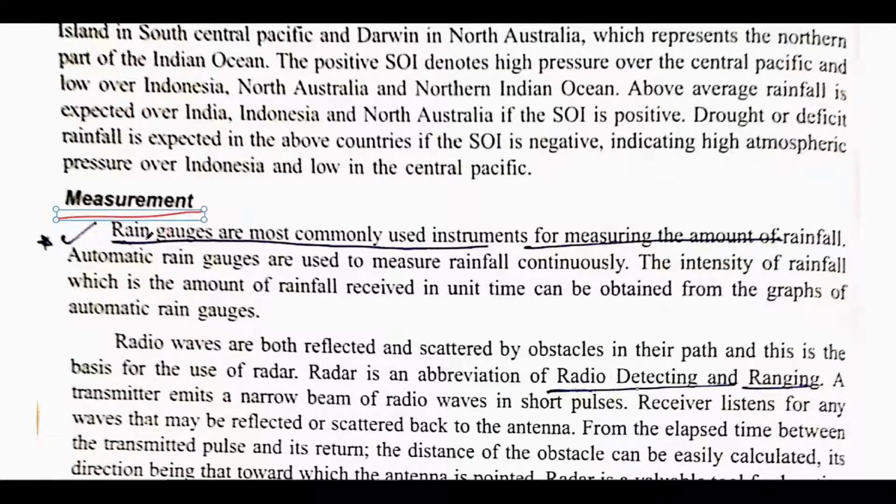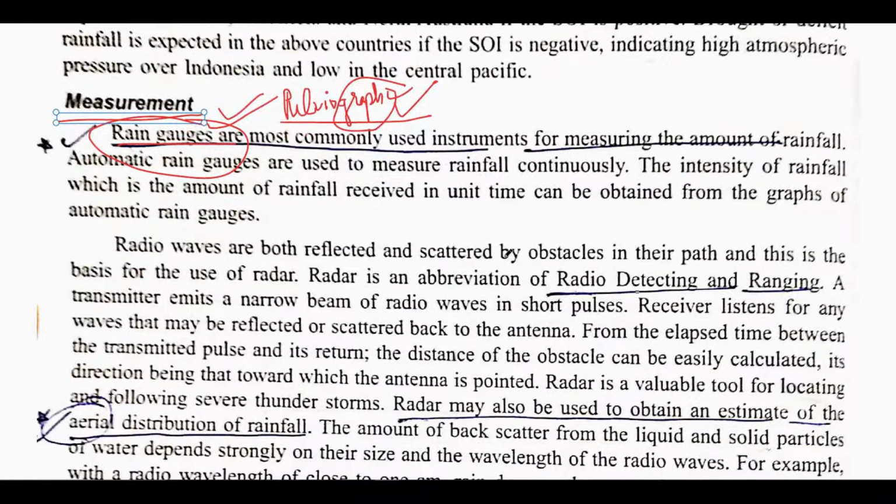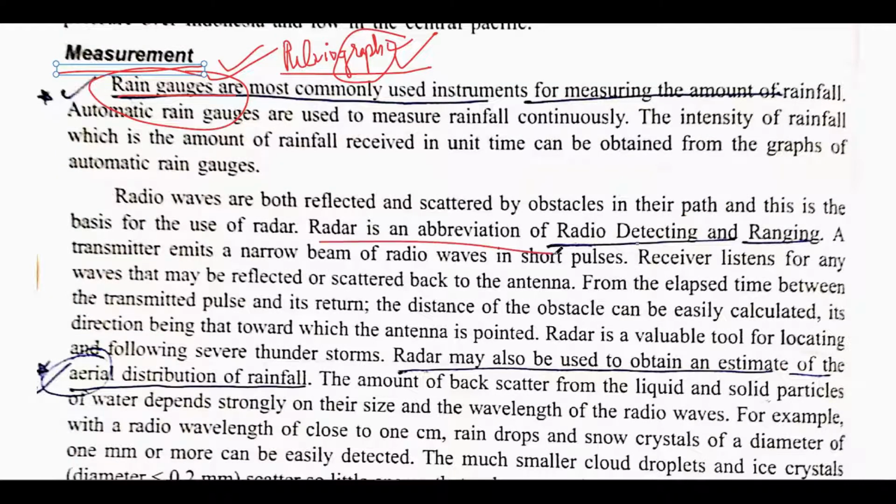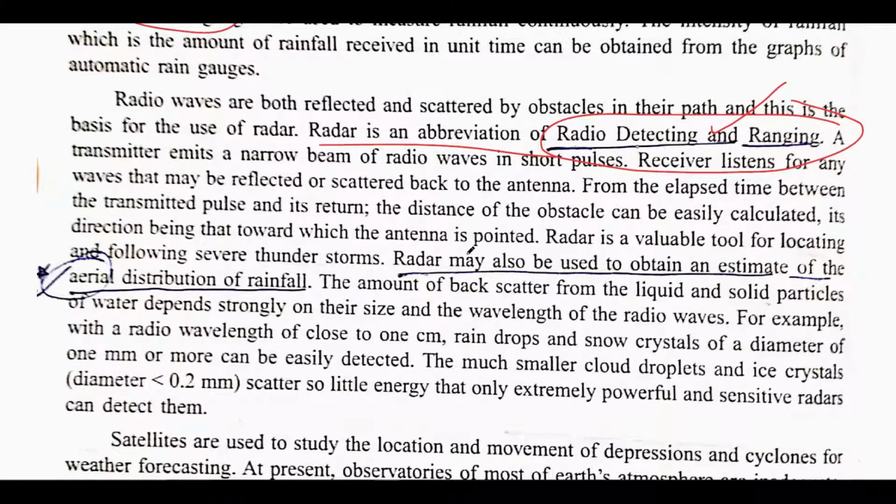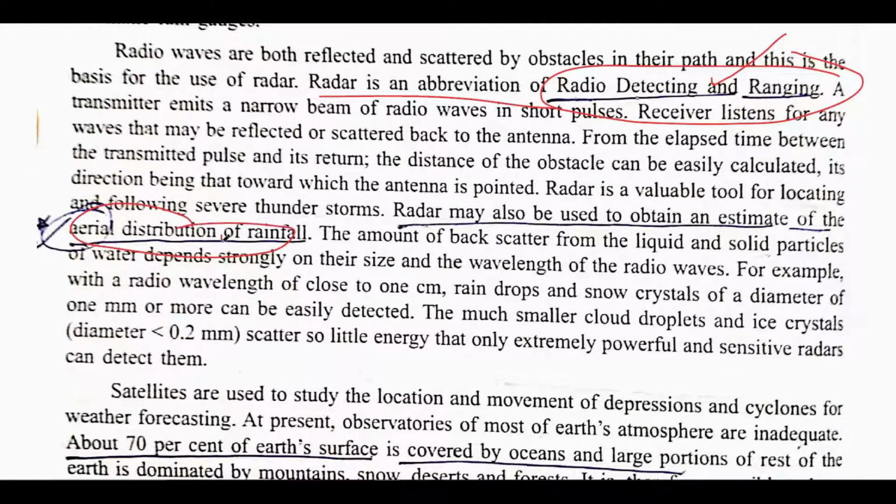Now the measurement. See, rainfall can be measured. The most commonly used instrument is the rain gauge, and the rain gauge is also known as pulviograph. It is used to measure rainfall continuously. See, wherever the word graph is used, it means the parameter would be measured in a continuous manner. Also, radar can be used for detecting the movement of clouds or the area distribution of rainfall.